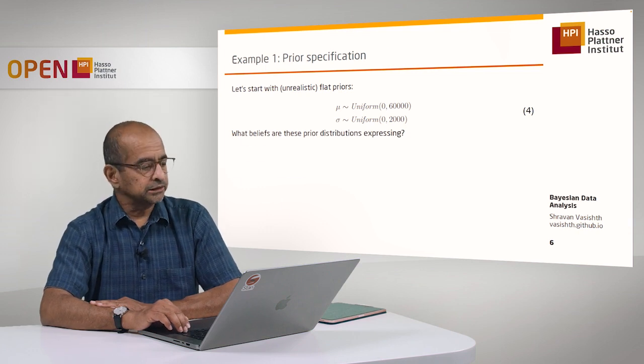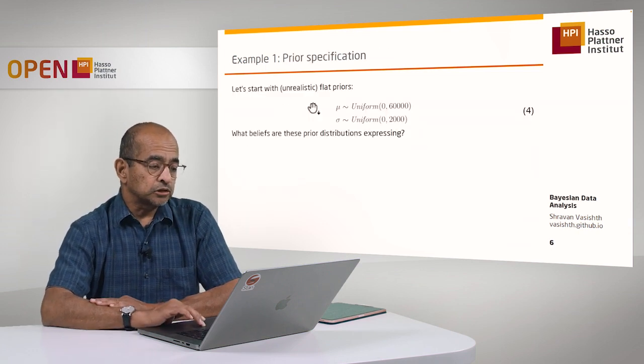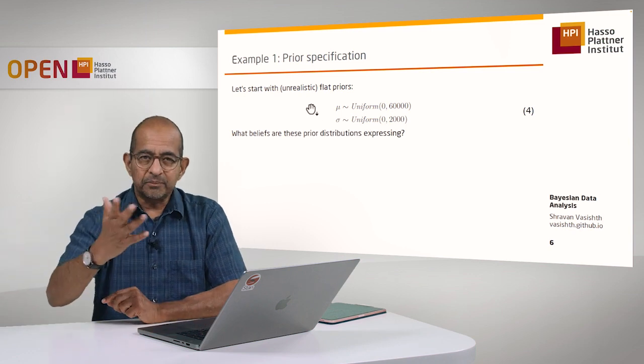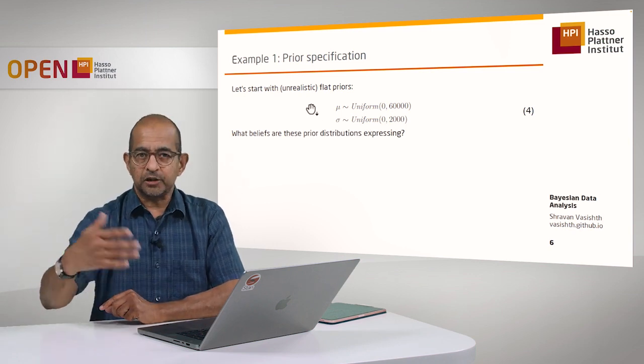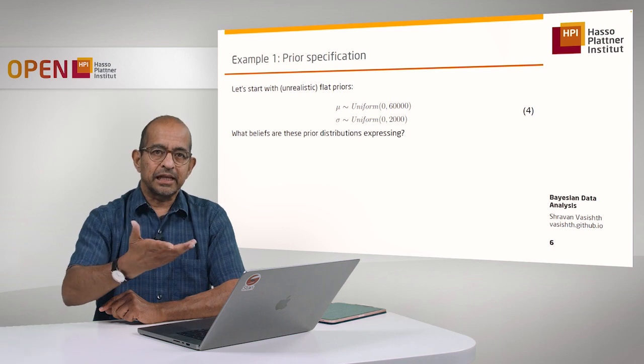How the computational machinery will work now. I also want to point out that I don't need to worry about whether I have a conjugate prior for the likelihood I'm working with.